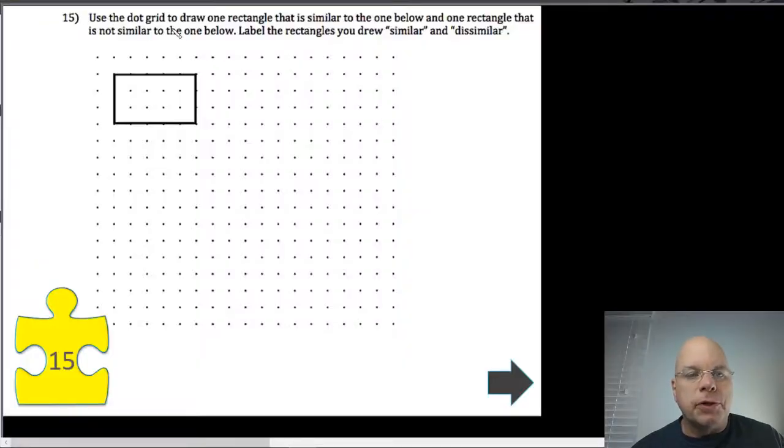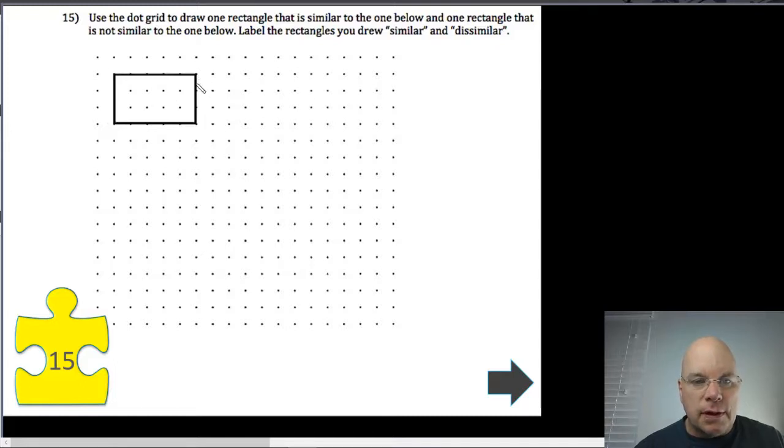Number 15, use the dot grid to draw one rectangle that is similar to the one below, and one rectangle that is not similar to the one below. Label the rectangles you drew similar and dissimilar. So first let's get the dimensions of this rectangle.